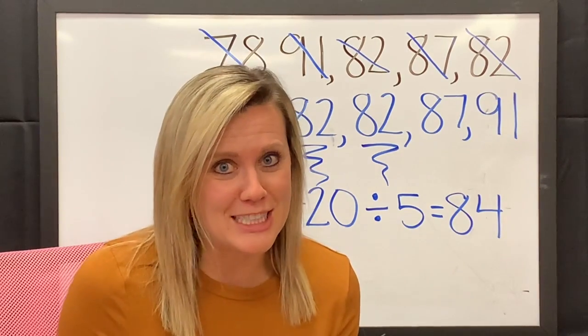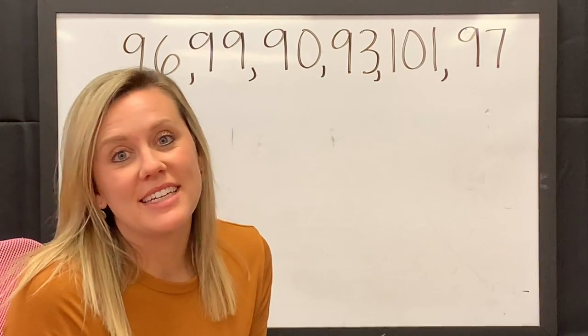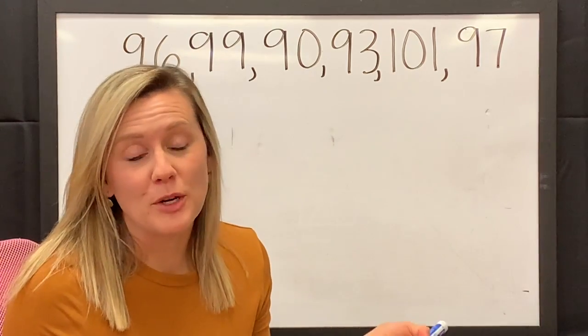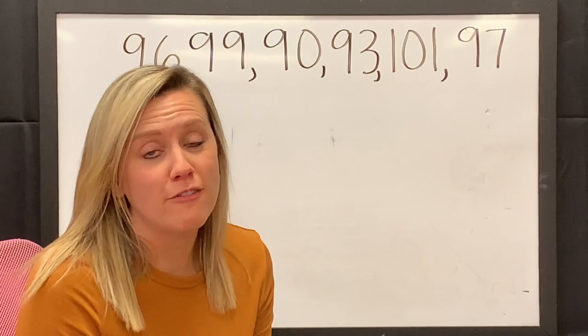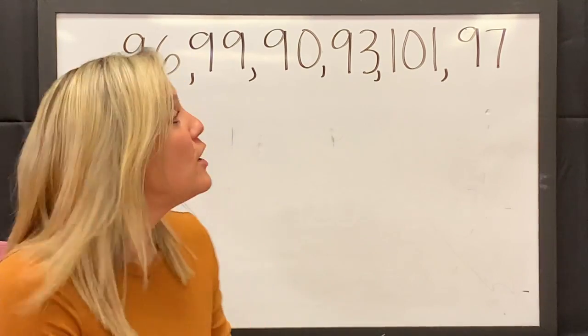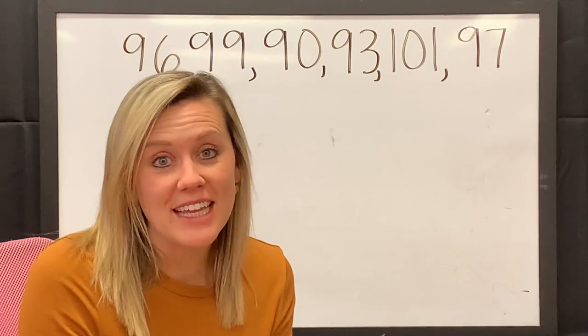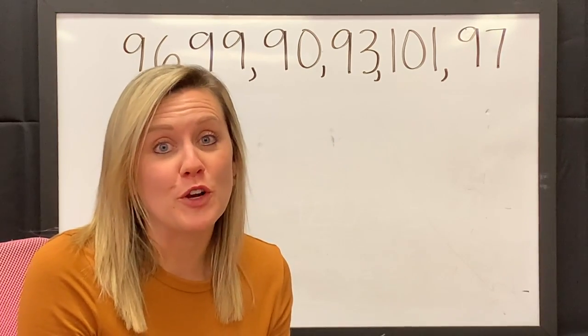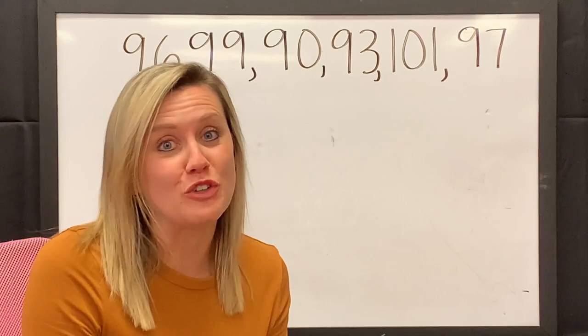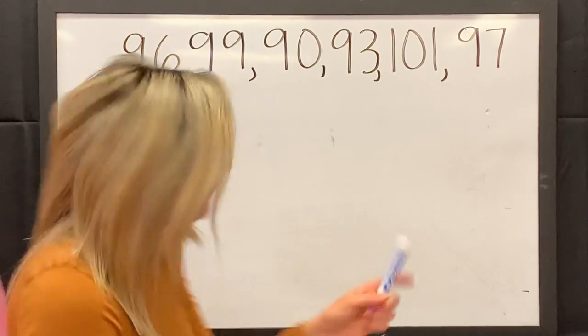Okay, let's do one more example. Let's pretend it is a hot, hot summer, and these are my average high temperatures for a certain 6 days. So the first thing that I'm going to do is order my numbers from least to greatest.